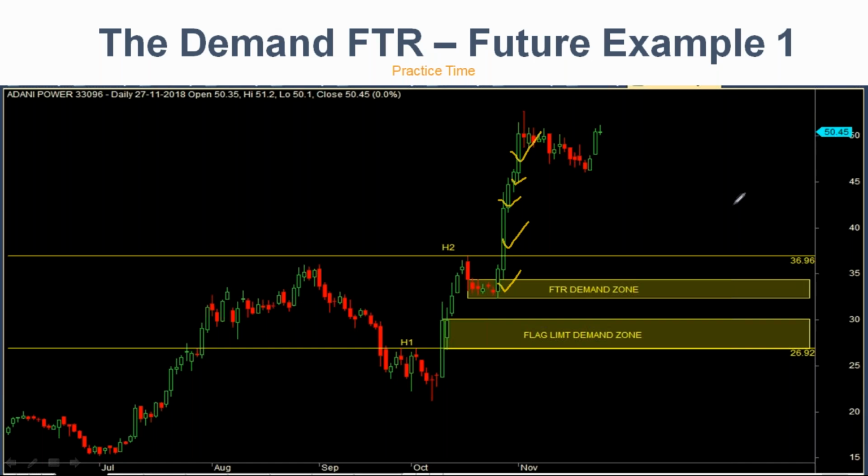FTR can be between 45 to 50 also. No idea, let me check. So price went up. Now, if this is H1, it broke the high and formed a high. No, there is no FTR there. Why? H2 is not yet broken. Friends, is it clear? If I take this as H1, this is not an FTR still until this guy breaks that high.